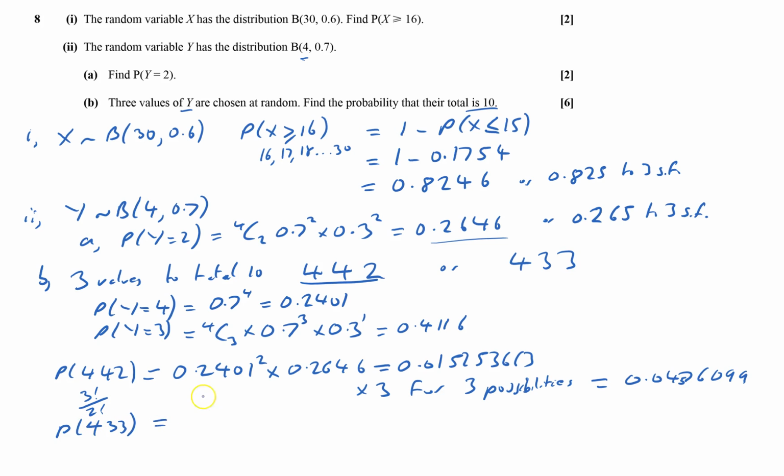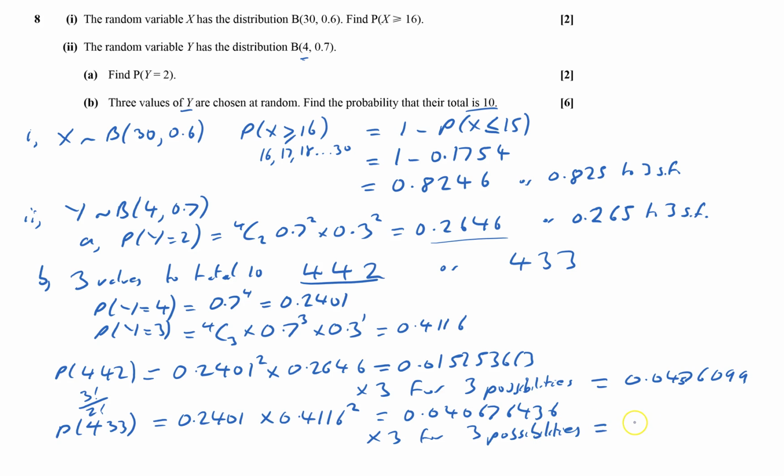Then we've also got to work out the probability of 4, 3, 3, which is the probability of 4, which is still 0.2401, times the probability of 3, which is 0.4116 squared, because there's 2 3s, and that equals 0.040676436. We've got to times that by 3, because there's 3 possibilities for that. So it could be 433 or 343 or 334. So times that by 3 gives me 0.122029308, and so we want to add those together.